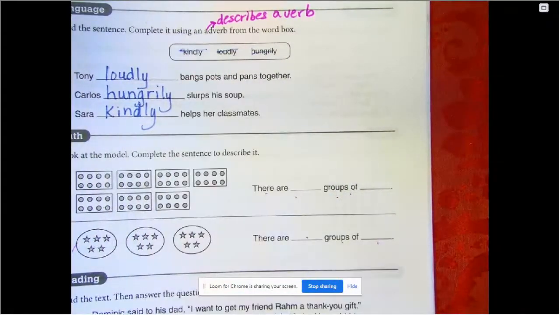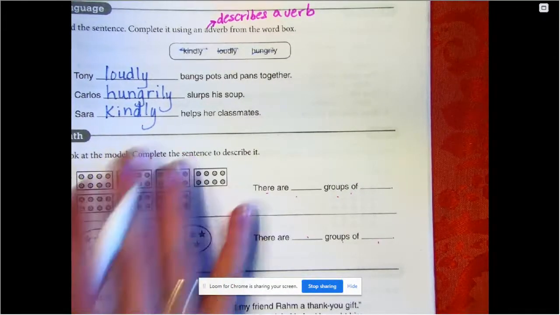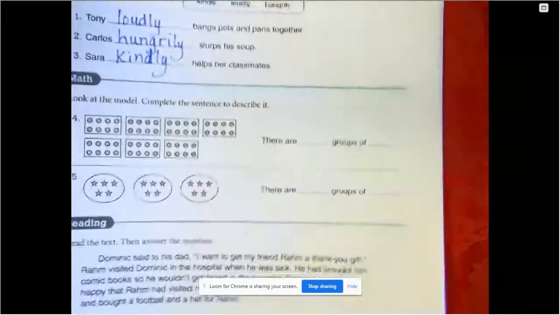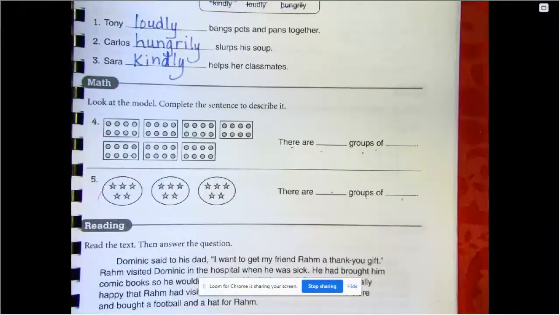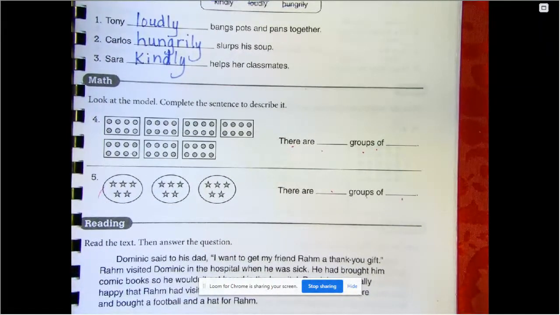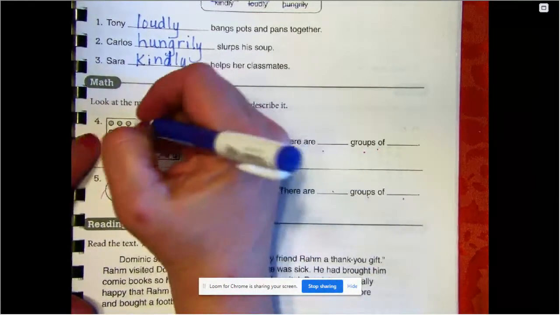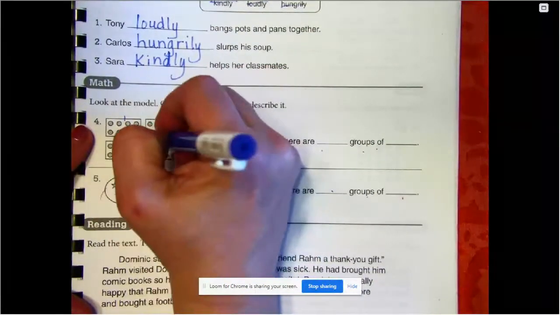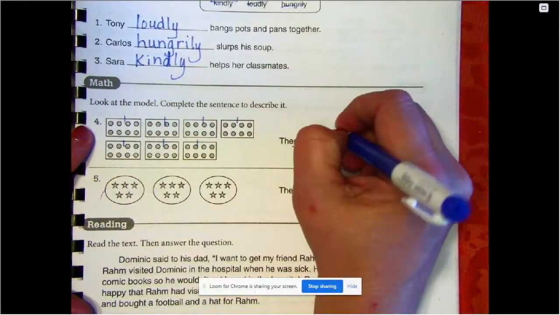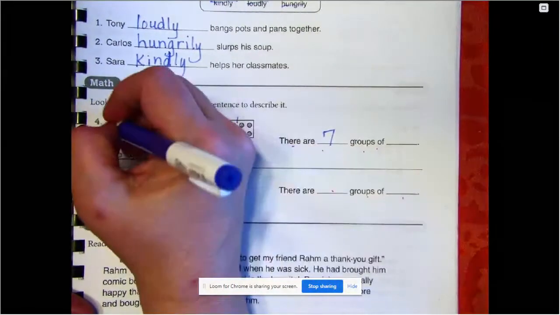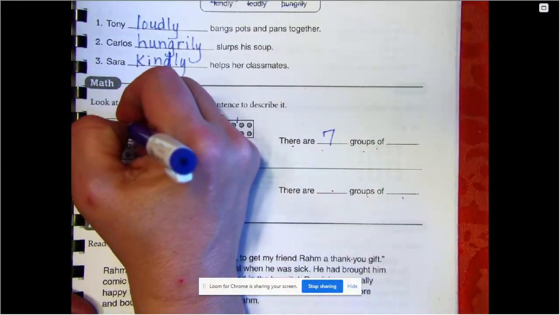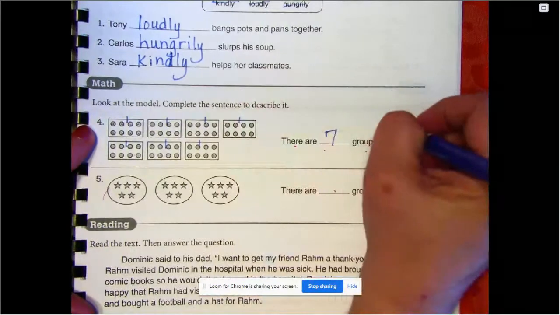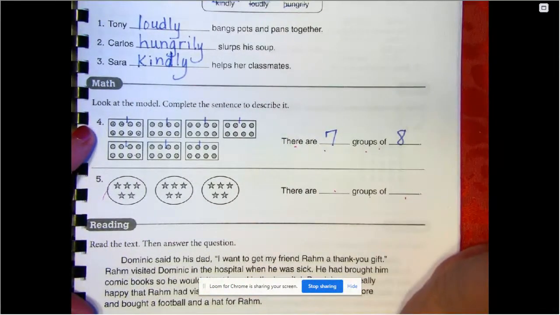All right. If you have any mistakes, go ahead and switch them. Fix them up right now. We're going to move down to math. Look at the model. Complete the sentence to describe it. There are blank groups of blank. So first, let's count them. We have 1, 2, 3, 4, 5, 6, 7. There are 7 groups of, so let's look, we have 1, 2, 3, 4, 5, 6, 7, 8. There are 8 on each one.